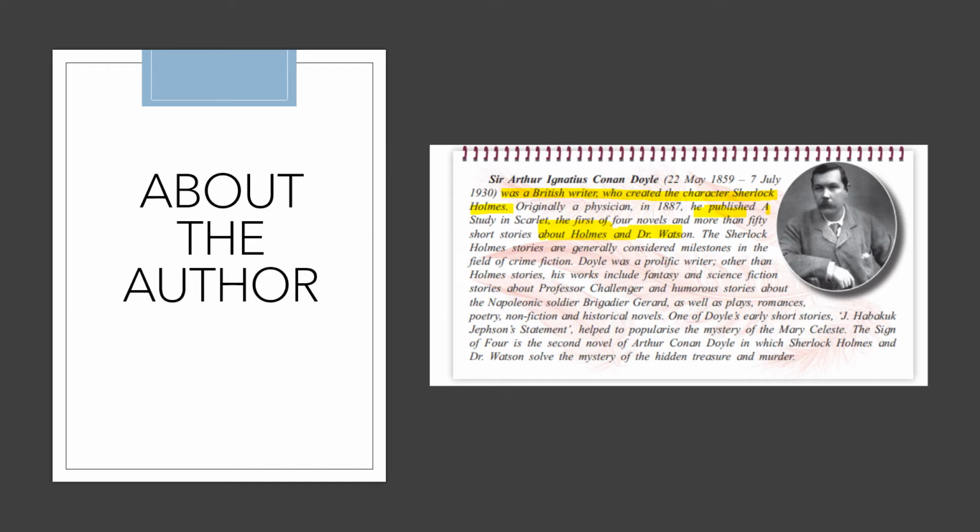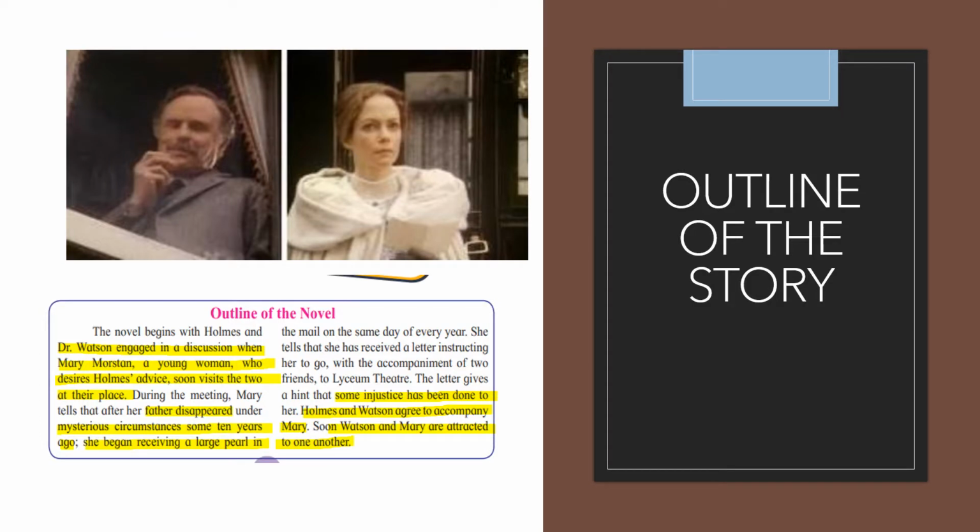Sir Arthur Ignatius Conan Doyle is a prolific writer. Other than Holmes stories, his works include fantasy and science fiction stories about Professor Challenger and humorous stories about the soldier Brigadier Gerard, as well as plays, romances, poetry, non-fiction and historical novels. The Sign of Four is the second novel of Arthur Conan Doyle in which Sherlock Holmes and Dr. Watson solve the mystery of the hidden treasure and a murder. Let's begin with the outline of the novel, students.